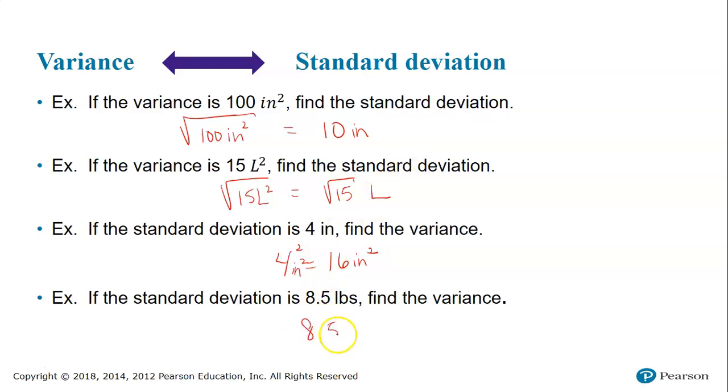So here, 8.5 pounds. If we square that, then 8.5 squared is 72.25, and that would be pounds squared.